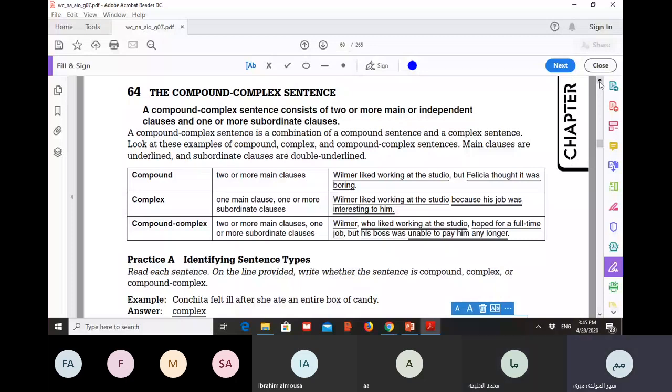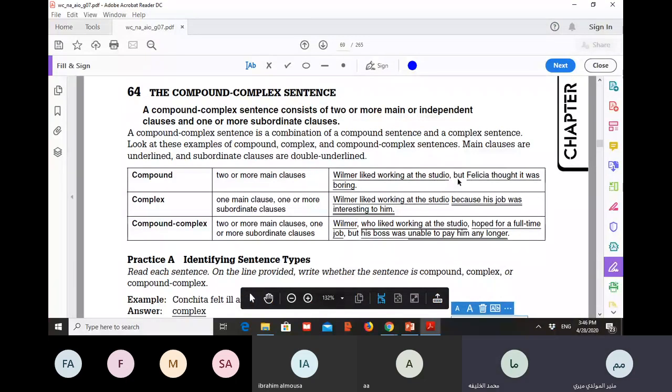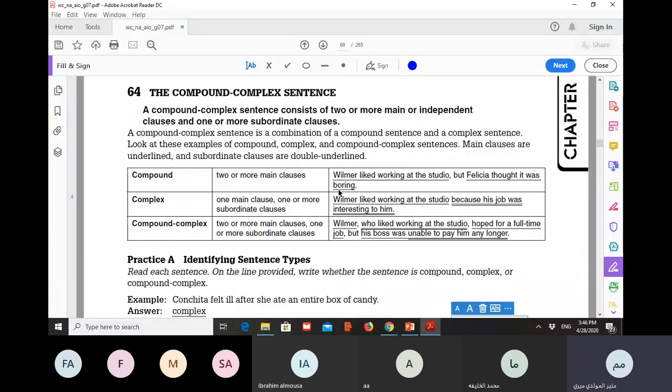Now we move to talk about a compound sentence. A compound sentence is two or more main clauses that are combined together using one of the words from the FANBOYS, the 7 words: for, and, nor, but, or, yet, so. Like the first example here: Wilmer liked working at the studio, comma, and the coordinating conjunction but, Alicia thought it was boring. This is a compound sentence.